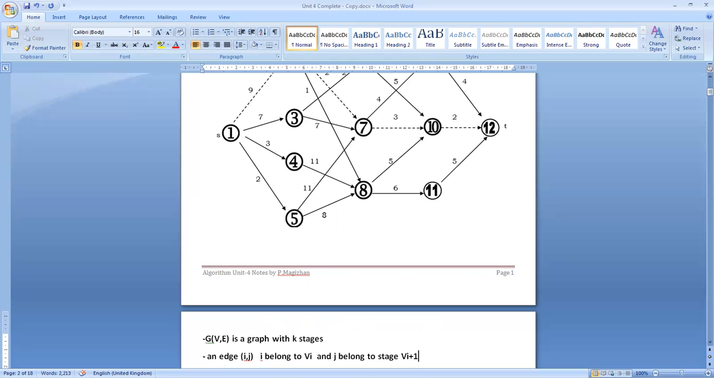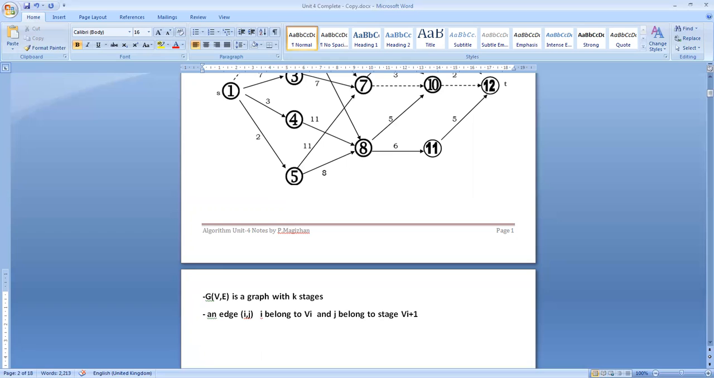What does it mean? For every edge (i, j), here i is this one, j is this one, so i will belong to one stage, j will belong to the next stage. You take this edge 8 to 11: 8 belongs to stage 3 and 11 belongs to stage 4. That is what I mean.